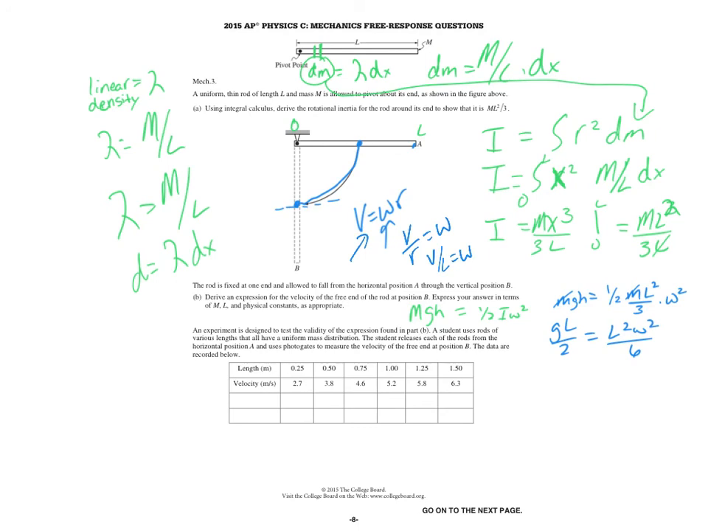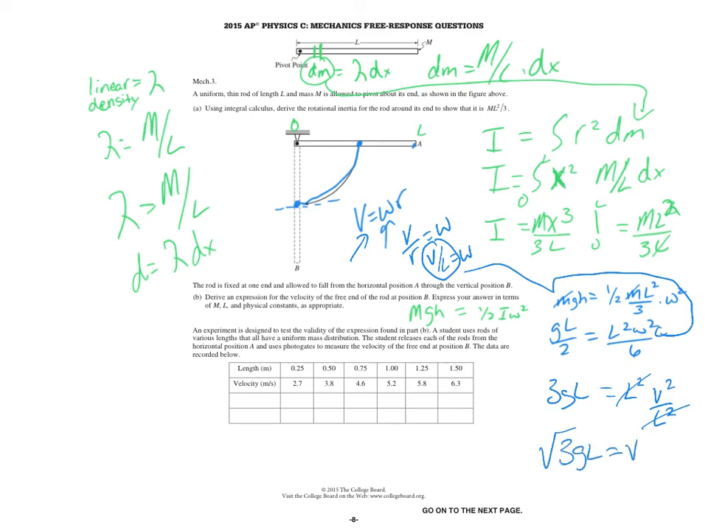So GL over 2 is equal to L squared. Actually, I'm going to go ahead and bring that 6 over. So that's equal to 3GL is equal to L squared times V squared over L squared, because I'm plugging this value in right there. And notice L squares cancel, and so the square root of 3GL is equal to V. Yay!